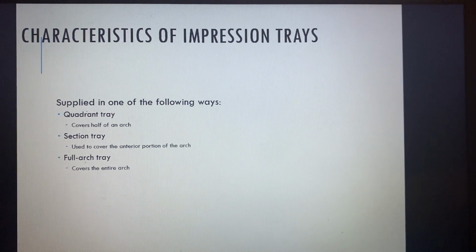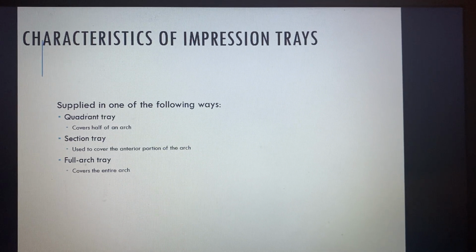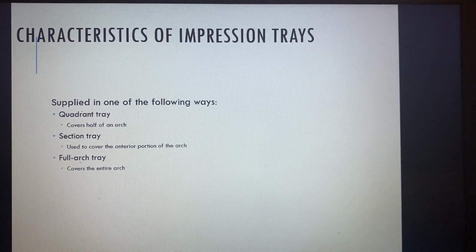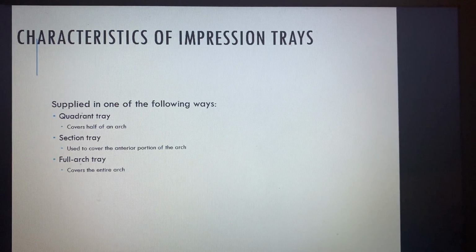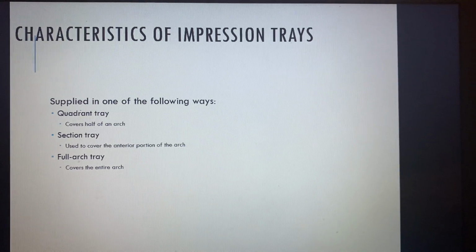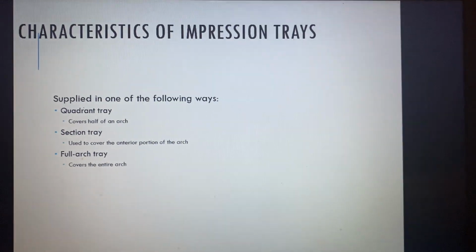Section tray. It's only used for the anterior part of the mouth. So it's not going to cover the third molar and the second molar and all that stuff. It's just going to stop at about a little bit beyond the canine, around that area, because it's only used to get the anterior portion of the arch. Then you have your full arch tray, which covers the entire arch.